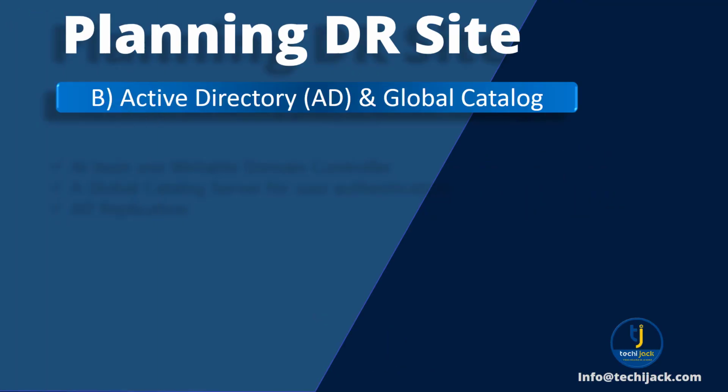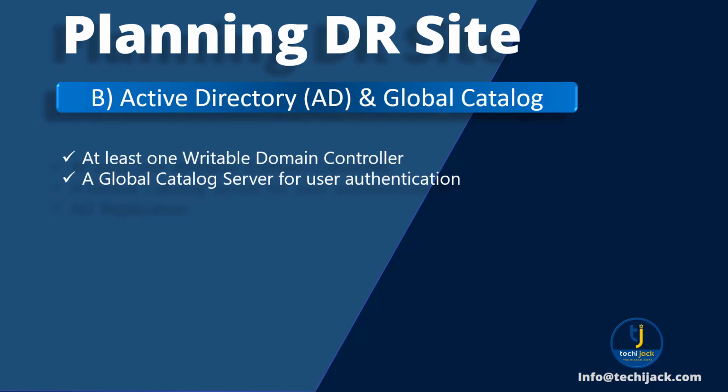The second key component is Active Directory. Exchange relies heavily on Active Directory, and your disaster recovery site must have at least one writable domain controller, a global catalog server for user authentication, and ensure that AD replication between sites is healthy and on a fast, reliable link. You can create separate AD sites and site links to manage replication efficiently. One thing to note here is that if AD doesn't replicate, your disaster recovery Exchange can't authenticate the users, even if the server is running perfectly. So it is a must to have proper replication between both sites.